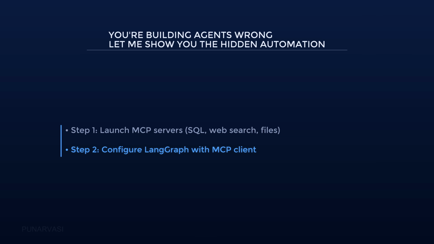Now we need our orchestrator to discover and use those tools. You configure a LangGraph state graph with a specialized MCP client. This client actively queries all your running servers, builds a unified tool registry, and injects this dynamic toolset directly into the agent's decision loop. The architecture is now truly elastic.